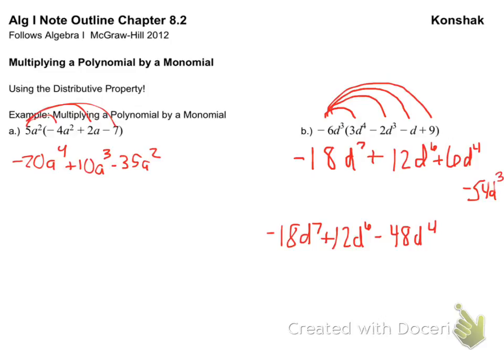And therefore this last piece would not all go together. We end up with plus 6d to the 4th minus 54d to the 3rd. Actually, in this case, nothing goes together, does it? There are no like terms. To be like terms, guys, means to have the same variable to the same exponents.